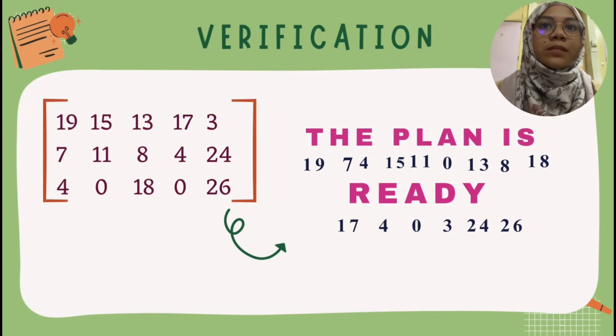To ensure the encoding and decoding process works correctly, let's verify it. First, start with the original message matrix and multiply it by the encoder matrix A to produce the coded matrix. Second, use the decoder matrix, which is the inverse matrix, to multiply with the coded matrix. If everything is correct, the final decoded matrix should match the original message matrix. This confirms the accuracy and integrity of the encoding-decoding process.